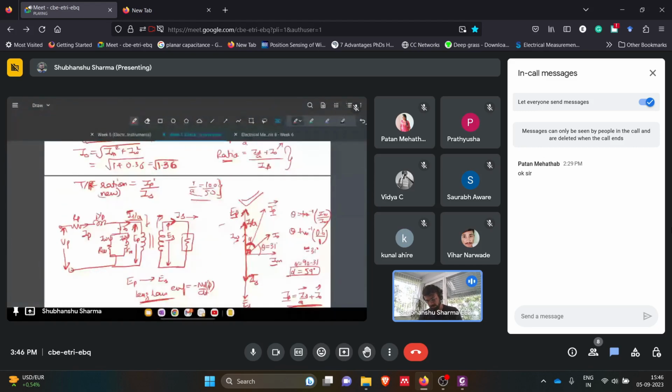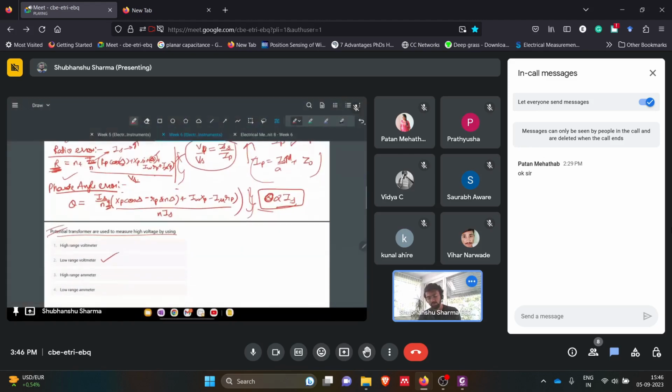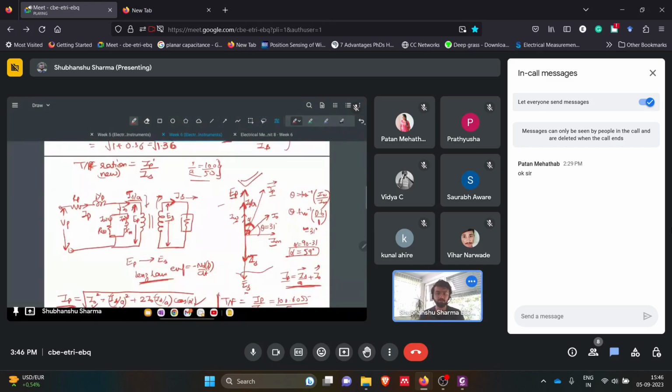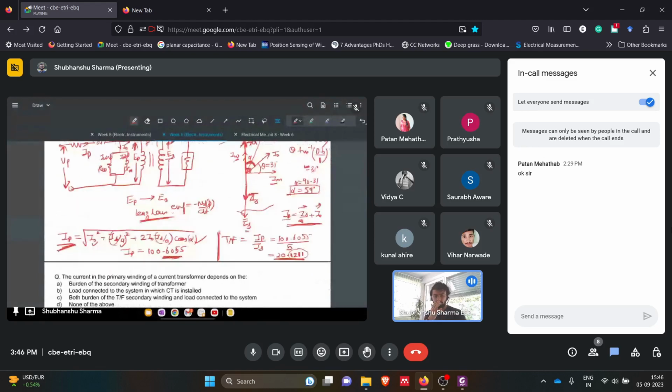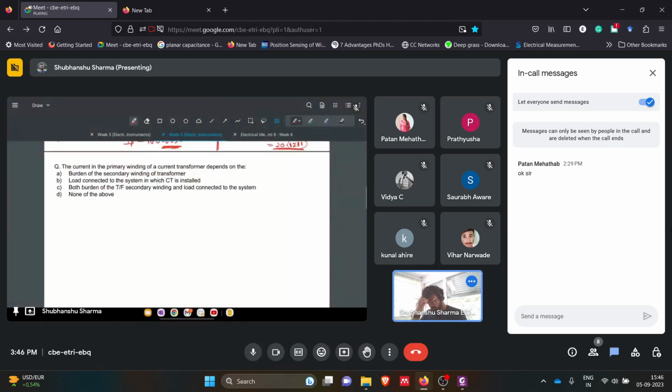So this was this thing. I told you initially also about ratio error and phase angle error. Here also, with the help of this phasor only we achieved that equation for ratio error and phase angle. If you are really interested, you can derive that equation on your own also. So this was the thing for this question. If this question is fine, then we'll move to the next question. That is simple to answer, not a mathematical question. The question says: the current in the primary winding of a current transformer depends on the.